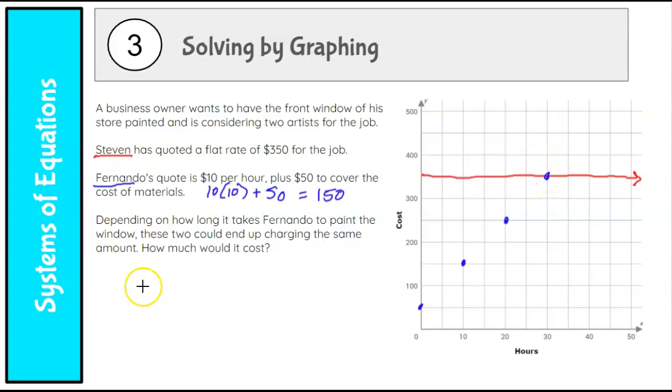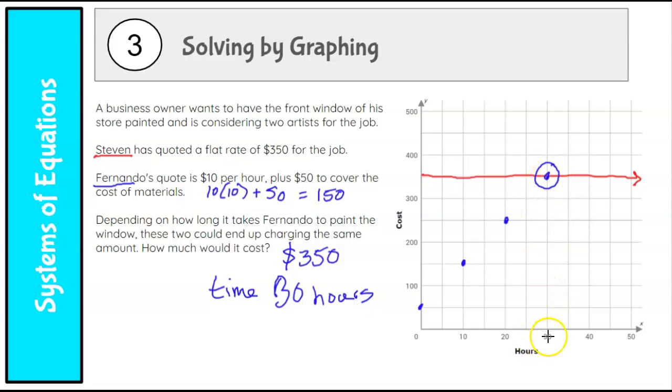Yes. So it says, depending on how long it takes Fernando to paint the window, the two could end up charging the same amount. How much would it cost? Well, it would be $350. That's not a particularly difficult problem, is it? But at what time does that happen? That's the most important thing. And the time is at 30 hours. They are exactly the same.